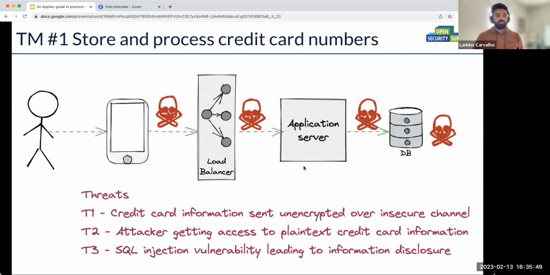So now let's take a look at some of the threats. These are just high-level threats. There are so many threats we can come up with in this design, but to keep it simple, let's think about three different threats to this system. One is credit card information sent unencrypted over an insecure channel, that is, from the mobile phone to the load balancer. The next threat is an attacker getting access to plaintext credit card information. That can be anywhere in this system, right? Then SQL injection vulnerability leading to information disclosure. So these are three high-level threats we are going to discuss. We are going to talk about the mitigations next.